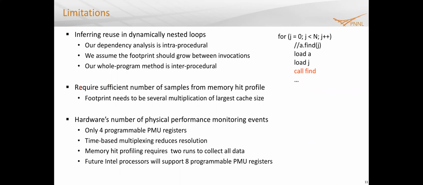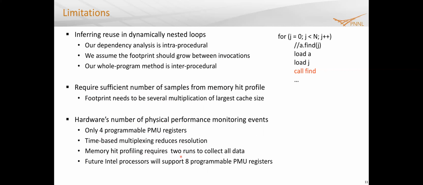Another limitation is that we require a sufficient number of samples from the memory heap profile. The footprint needs to be several multiples of the largest cache size. And we are also bound by the hardware number of physical memory monitoring events. Current Intel processors have only 4 programmable PMUs, and we need 7 of them. We could use time-based multiplexing, but it reduces the resolution.